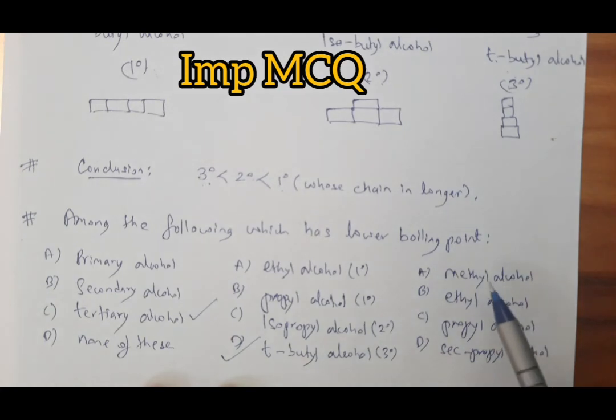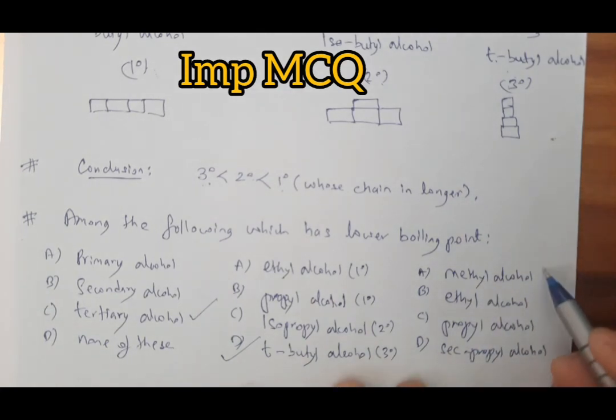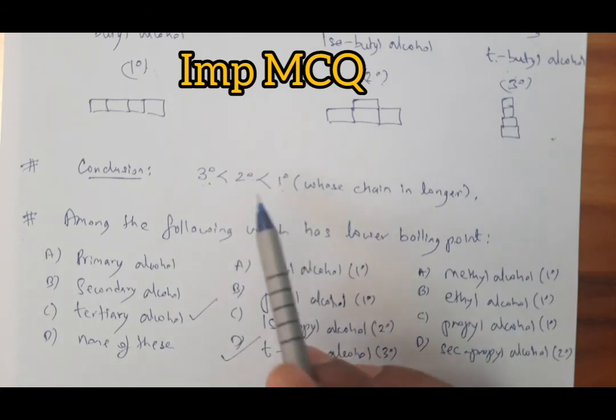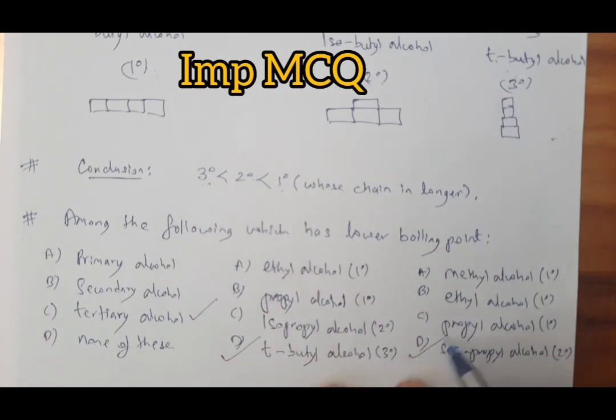Okay. Now here, methyl, ethyl, propyl, sec-propyl, which will have the lower boiling point? So methyl alcohol is a primary alcohol, ethyl is primary, propyl is primary, and isopropyl is sec-propyl, isopropyl means the same, and that is a secondary alcohol. So which will have the lower boiling point? Tertiary, but there is no tertiary here. After that, secondary. So the answer will be sec-propyl alcohol.